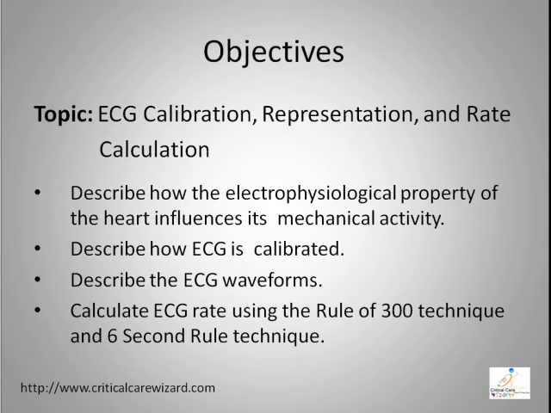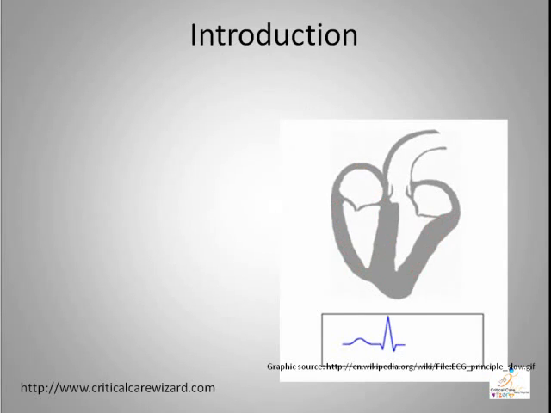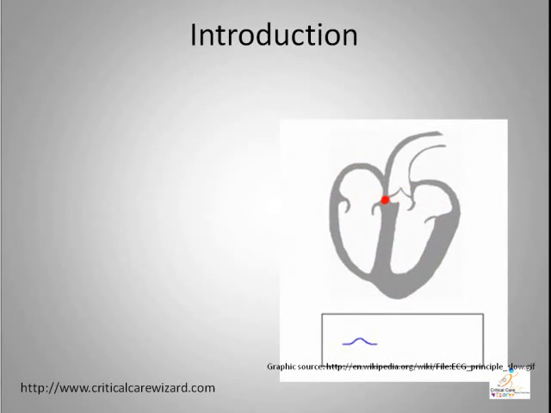At the end of this presentation, the learner will be able to describe the electrophysiological influence to myocardial activity, describe how ECG is calibrated, describe the ECG waveform representation, and calculate ECG rate using the rule of 300 technique and 6-second rule technique. Let us start with the basics of heart muscle function.